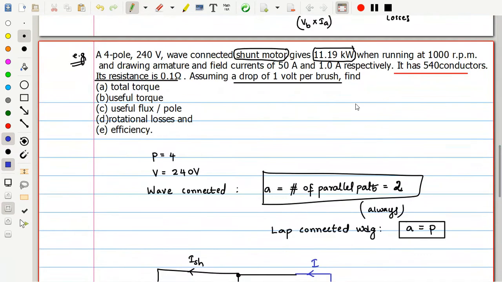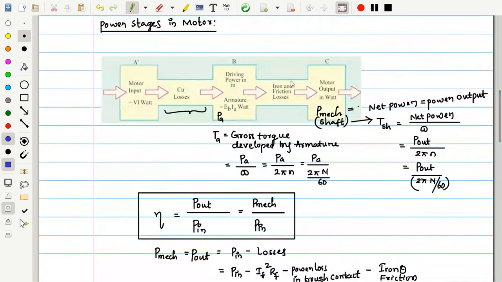What else is there? Find the total torque, useful torque, useful flux per pole, rotational losses, and efficiency. These we need to find. The total torque means torque developed by the armature, TA. The useful torque means the final or net torque, which is equal to TSH, shaft torque. The flux means phi. The rotational losses are the entire thing treated as rotational losses, usually iron losses, which may be negligible. Under such circumstance, output minus this armature power is the losses.